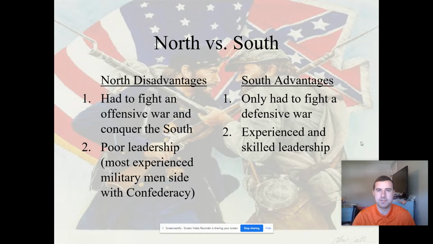We also have a few South advantages. Again, being that they are fighting the defensive war, which is to their advantage, and then they're going to have some very experienced generals, Robert E. Lee and Stonewall Jackson. They're going to be instrumental in keeping the South afloat during the Civil War.